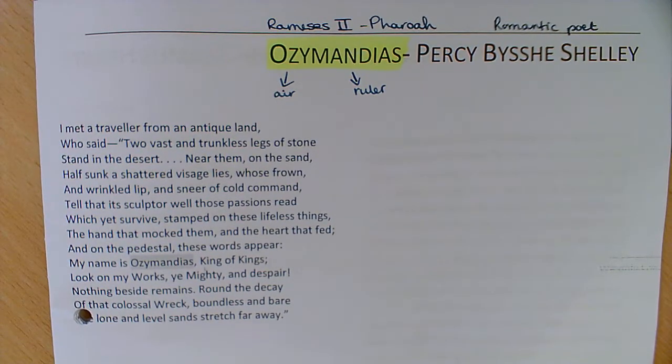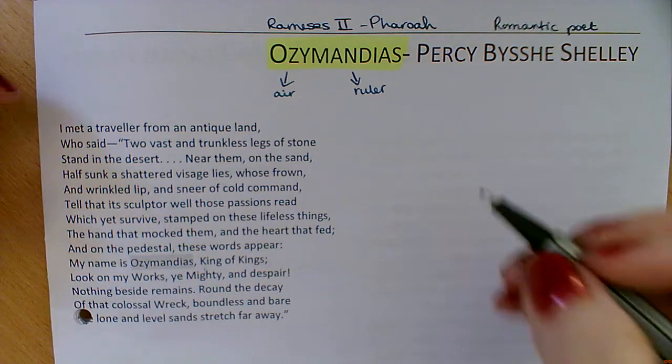Now, this statue that this poem is about is actually real. It does exist. You can go to Egypt and see it. But before we start looking at the poem line by line, if we look at the structure first, the first thing that you should see is that it is one long stanza.